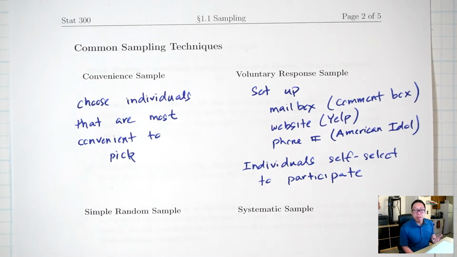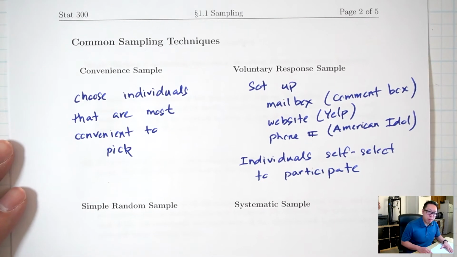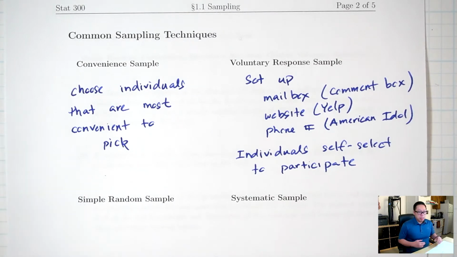For a voluntary response sample, the problem with voluntary response samples is that, because people choose for themselves to go to these places and offer their opinion, oftentimes the people who choose to participate are the people who either are super happy or super unhappy, right? You don't get a lot of people in the middle.